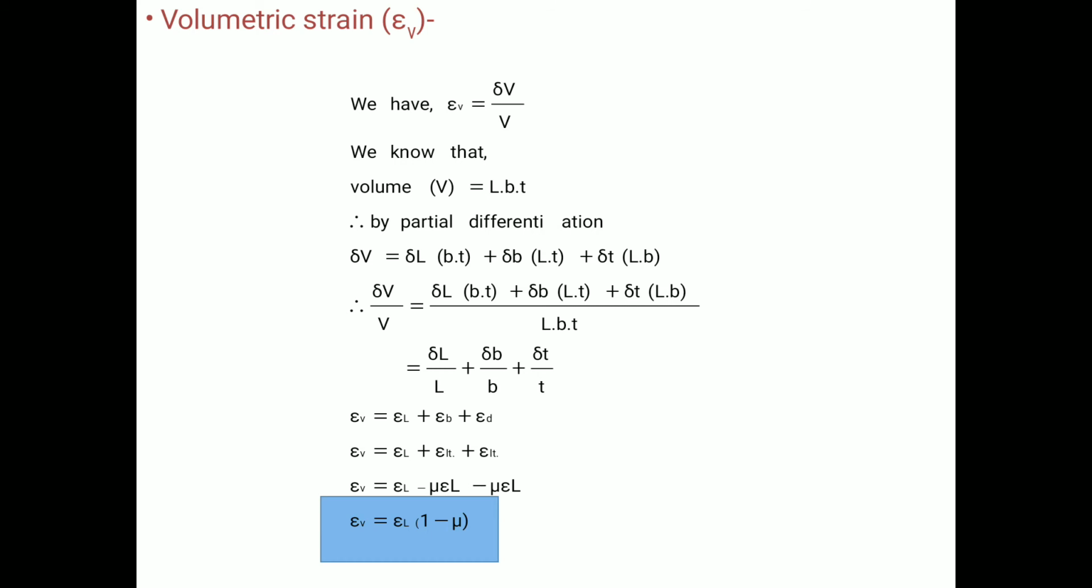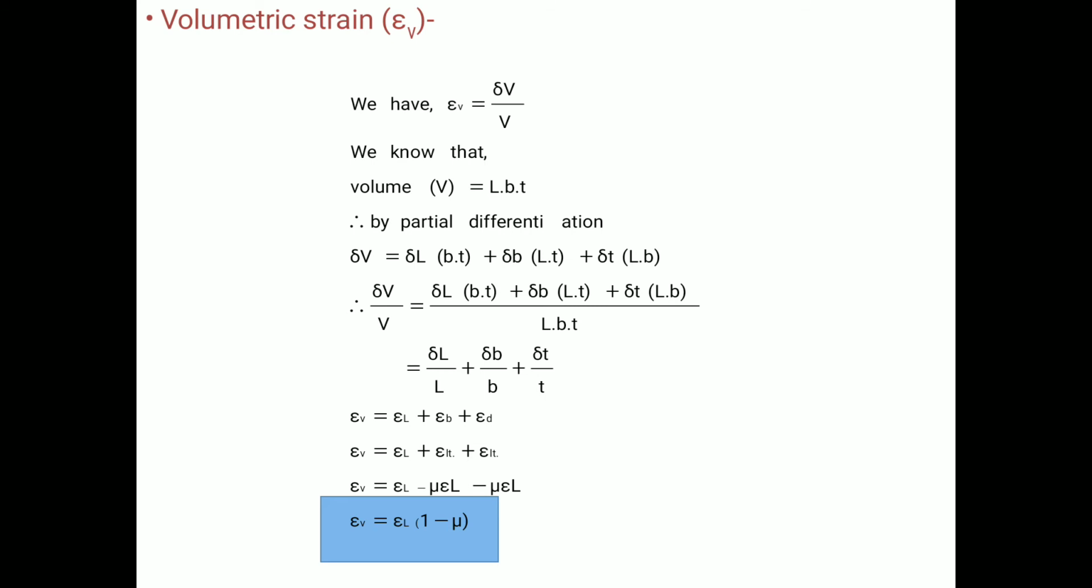Therefore, we have epsilon V is equal to, all of you know that delta L upon L is nothing but the change in length upon original length. So we can consider it as the linear strain. Therefore, it is denoted by the letter epsilon L. Next one, delta B upon B, it is the lateral strain. Therefore, we have the lateral strain given by epsilon B, and the lateral strain is epsilon D.